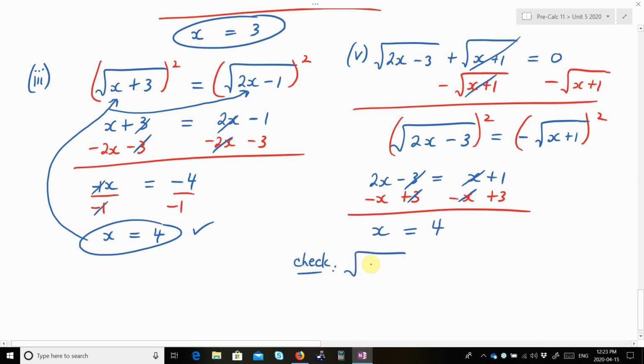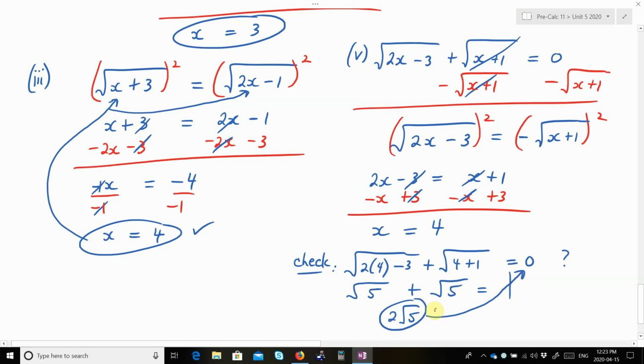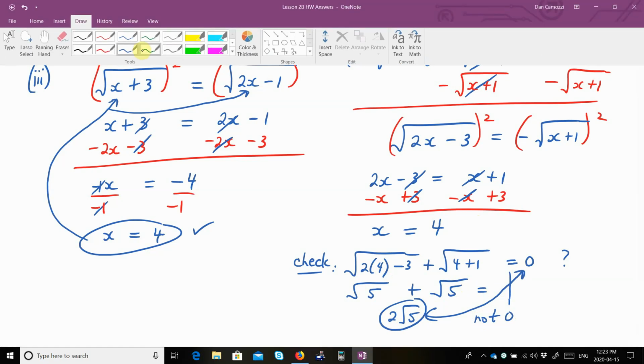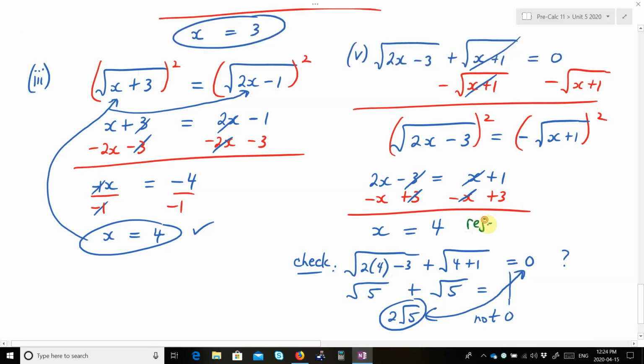And we'll do a quick check. Does the square root of 2 times 4 minus 3 plus the square root of 4 plus 1 equal 0? This would be the square root of 8 minus 3, which is 5, plus the square root of 5. That equals 2 root 5, not 0. So we have to reject this answer. Therefore, since I'm rejecting my only answer, we get no solution.